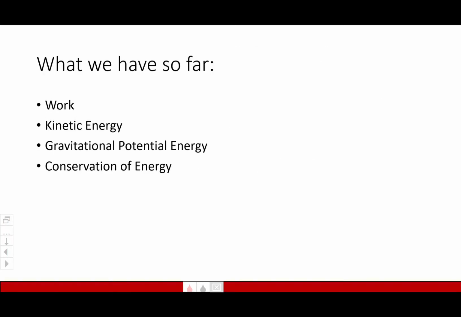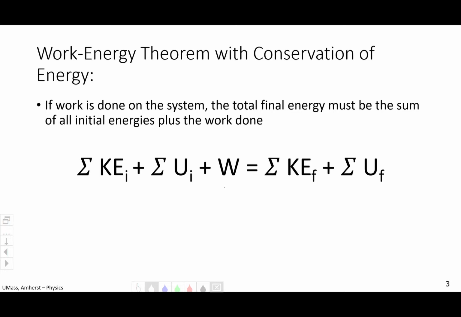We're going to go ahead and throw in another term for our energy conservation equation. I know a lot of you were asking when we were doing the energy bar charts what the blank space was for. This is what the blank space is for. It is for work done on the system. So if work is done on a system, then the total final energy must be the sum of all initial energies plus the work done. So if we add in work, that goes on the left-hand side of the equal sign.